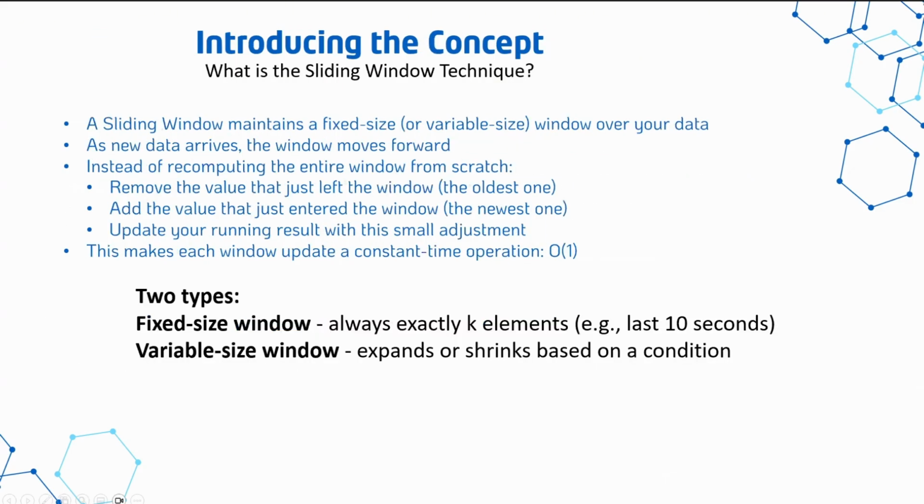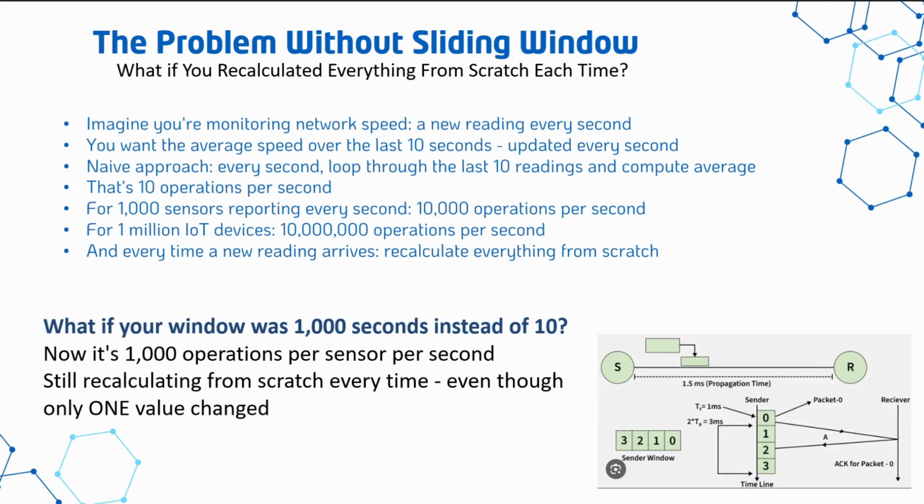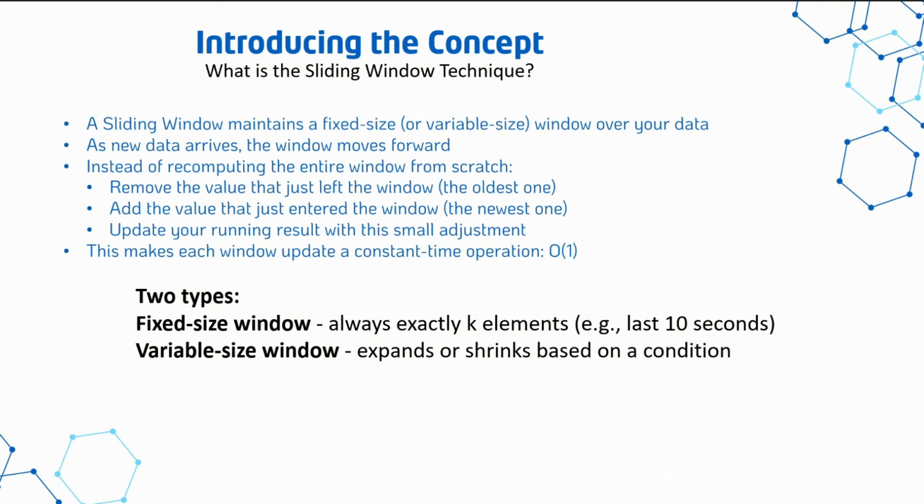So in sliding window, what we are doing is it maintains a fixed size or a variable size. It's not always fixed. It can be variable size as well. But in this scenario, I'm only checking the last 10 seconds. Variable can be for different business scenarios, but in the fixed one, whenever new data arrives, the window moves. So instead of recomputing the entire window from scratch, we just remove the oldest one, kind of a first in, first out methodology, and then we add the latest one and recalculate only for the newly added item. So we are updating our running result with this small adjustment.